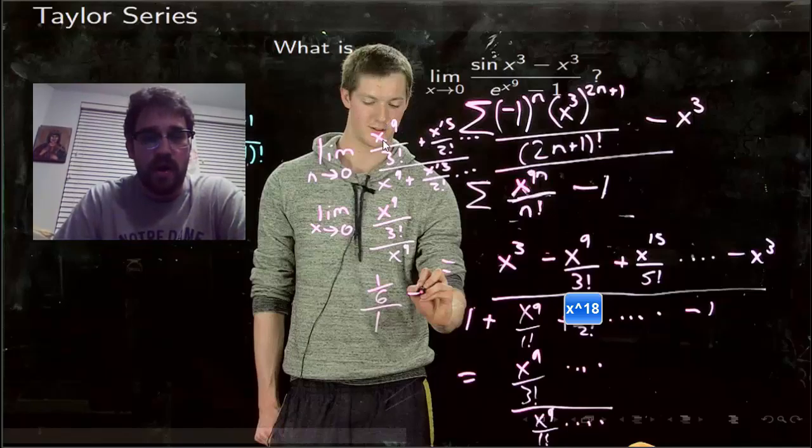Then you'd have 1 over 3 factorial plus x to the 6th over 2 factorial plus and so on, all of these having x values. Here, it would be 1 plus x to the 9th over 2 factorial. Another small mistake, instead of this being 15, it should be 18, plus and so on, all of these having x's. You can do that, and you'd still have your limit.